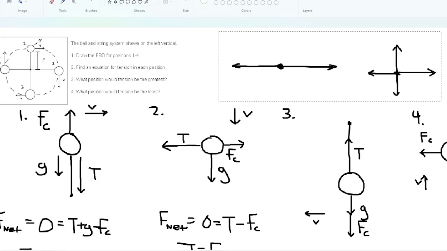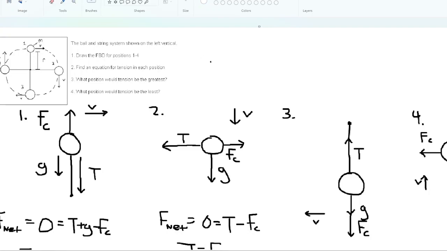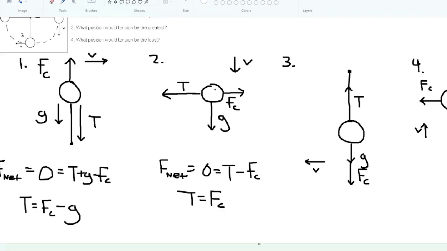One of two dimensions. This makes it really easy to work with. And in this case, the two dimensions that we have are x and y. In the x direction, the only forces that are present are tension and force centrifugal. When we put them together, tension minus force centrifugal is equal to 0, because this is not moving, and therefore tension is equal to force centrifugal.